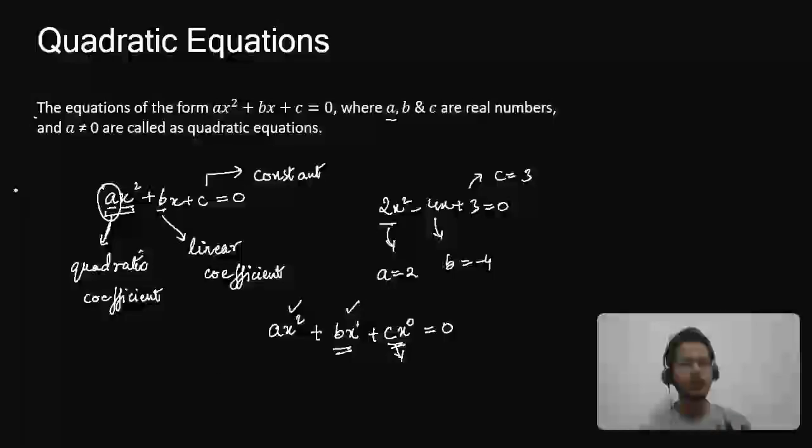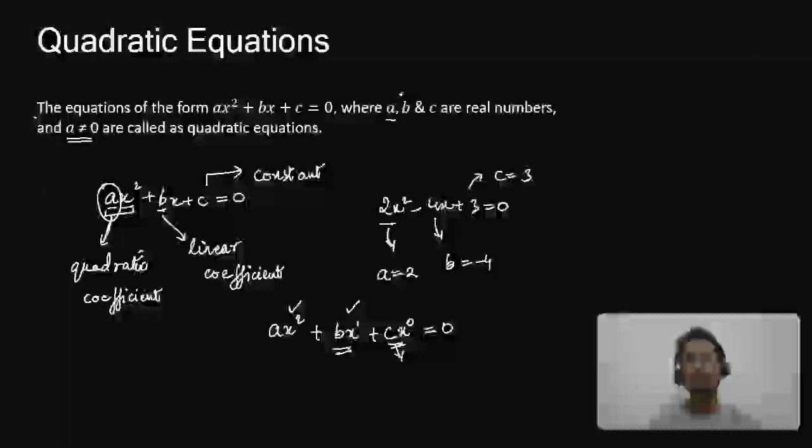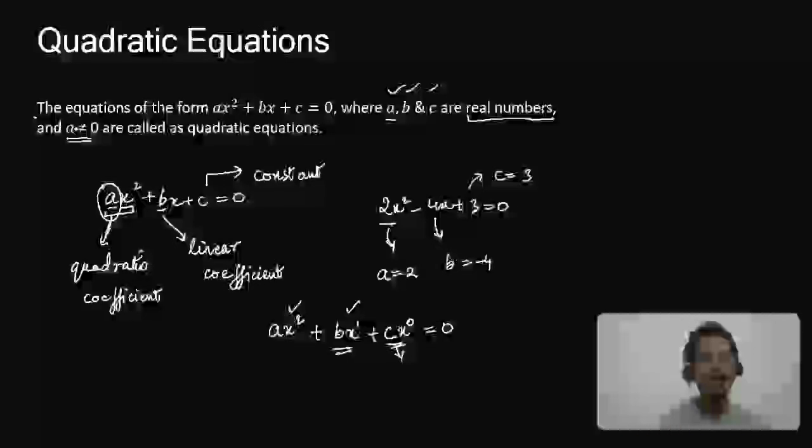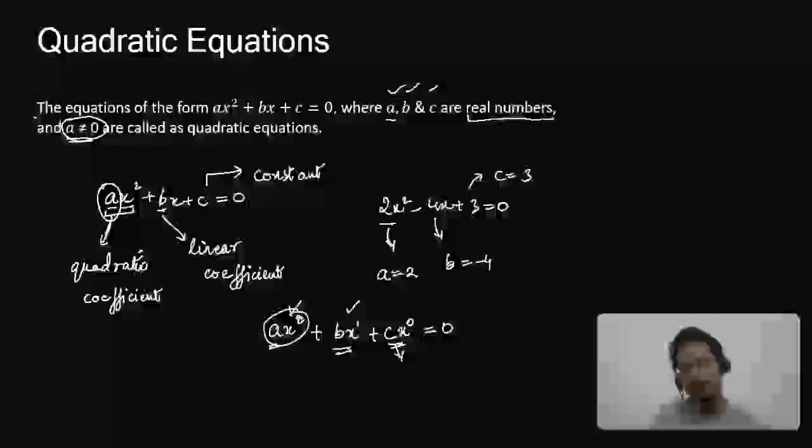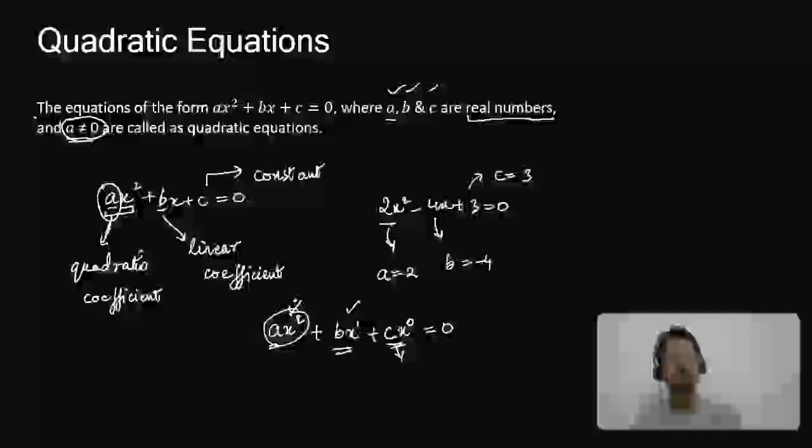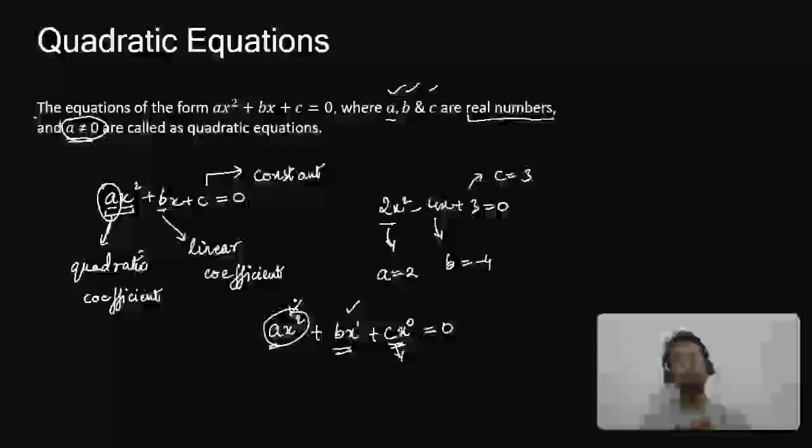That's why, students, we have specified that a specifically should not be 0. a, b, and c can be any real numbers. 1, 2, 3, negative 1, rational, irrational. They can be any real number. But a should not be 0. Why? Because if a happens to be 0, then this x squared term will just vanish. It will just pop out. It will not be there anymore. So my equation will not be quadratic anymore.